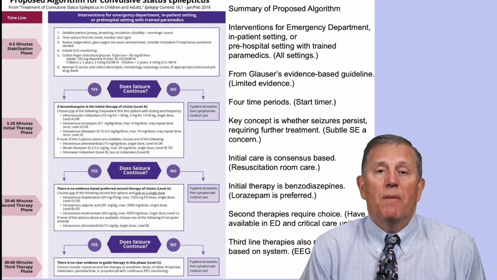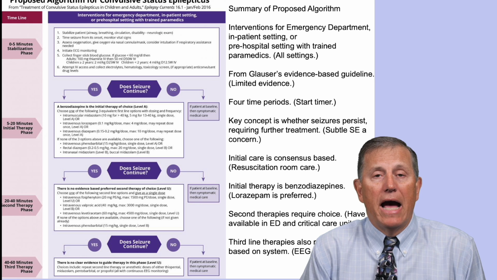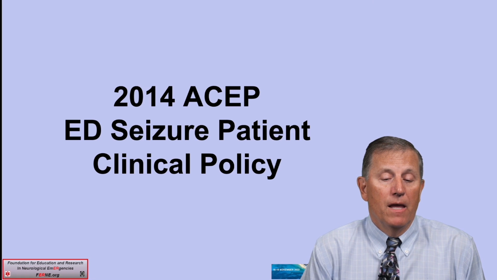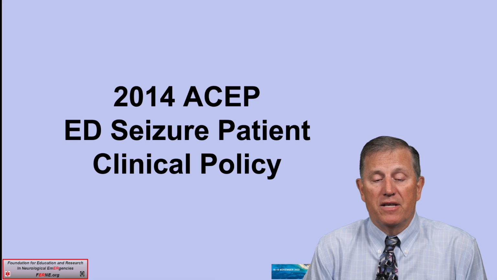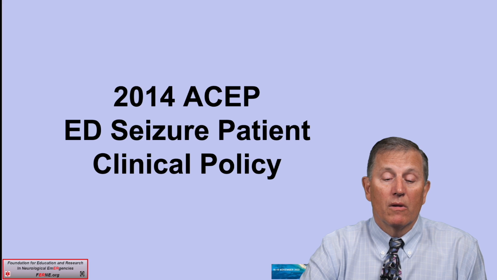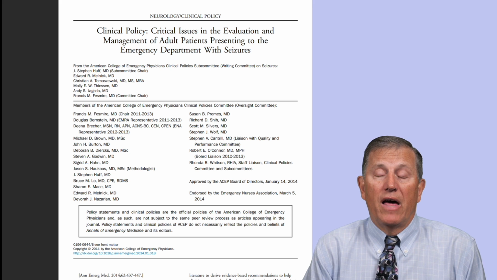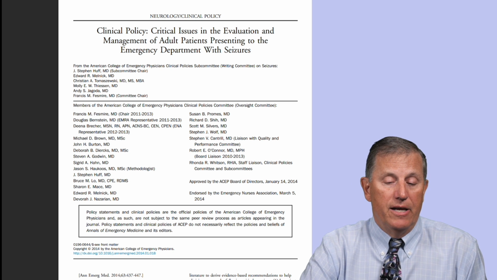That ends our discussion of the 2016 AES Clinical Guideline for the treatment of children and adults with status epilepticus, ongoing seizures. We now will discuss the 2014 American College of Emergency Physicians, ACEP, Emergency Department Seizure Patient Clinical Policy. This policy, which was published in 2014, was developed by members of the Clinical Policy Committee of the American College of Emergency Physicians. The authors are listed here.